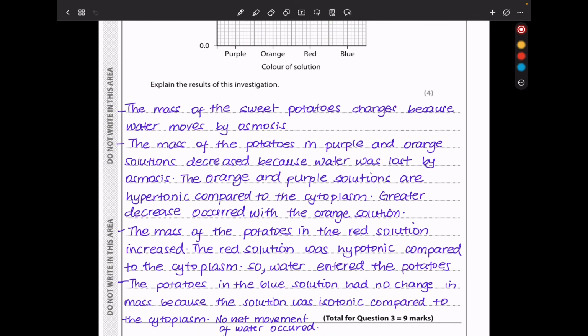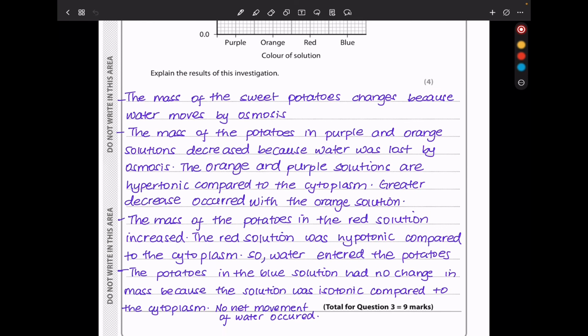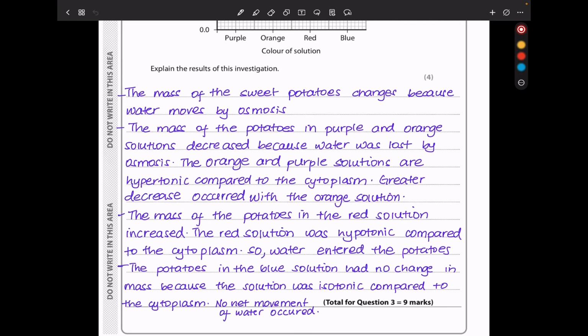Like I've already explained, I say the mass of the sweet potatoes changes because water moves by osmosis. The mass of the potatoes in the purple or orange solutions decreased because water was lost by osmosis. The orange and purple solutions are hypertonic compared to the cytoplasm. Greater decrease occurred with the orange solution. The mass of the potatoes in the red solution increased. The red solution was hypotonic compared to the cytoplasm, so water entered the potatoes. The potatoes in the blue solution had no change in mass because the solution was isotonic compared to the cytoplasm, so no net movement of water occurred.